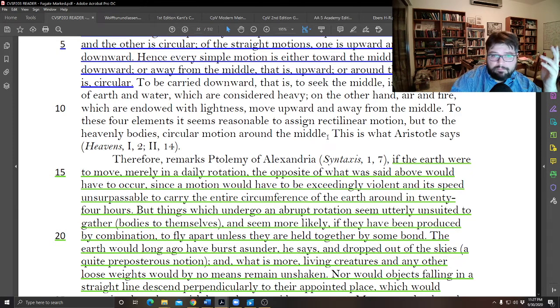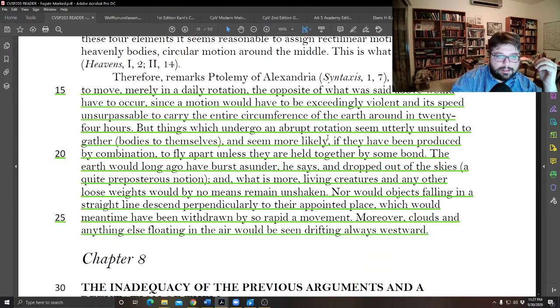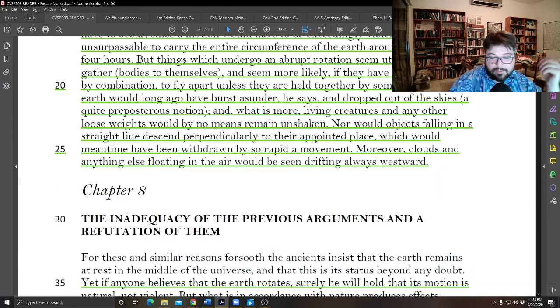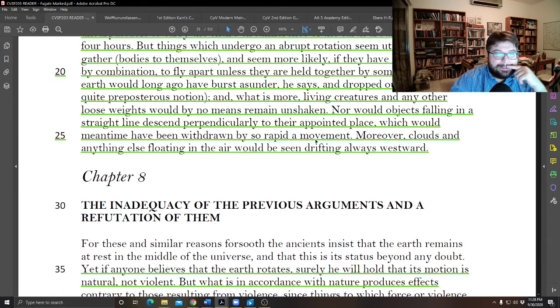Same thing for, he mentions, clouds. Clouds should fly behind. They should not be able to keep up with the earth. Birds and so on. This was typical examples that they gave, right? If the earth rotates at such speeds, how can the birds possibly keep up with it?